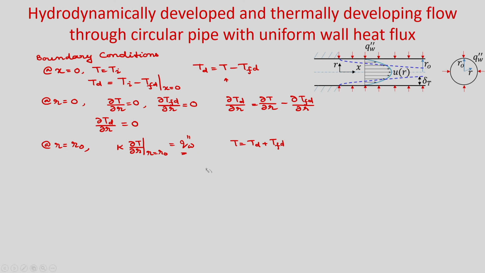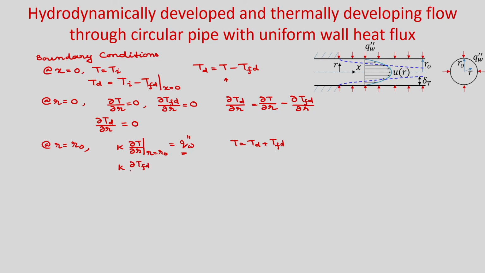In the thermally and hydrodynamically fully developed region, the temperature boundary condition at r is equal to r naught will be k del TFD by del r at r is equal to r naught is equal to q double prime w, because we have already solved for this boundary condition. Now, if you subtract this equation from this equation, what will you get? k del of T minus TFD by del r at r is equal to r naught is equal to 0. And what is T minus TFD? It is nothing but TD.